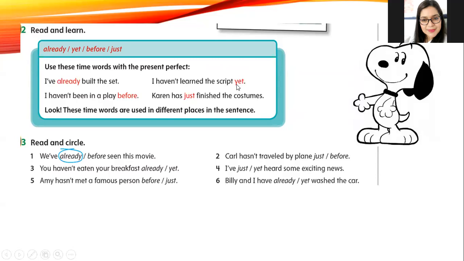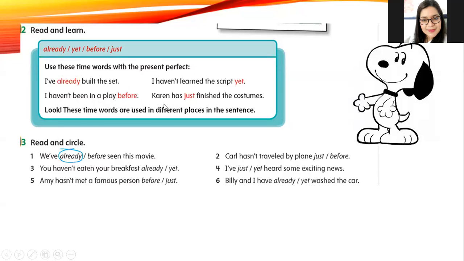Okay, yet is for negative. I haven't been in a play before. And before always goes at the end of the sentence. Or I haven't met a famous person before. Okay, I haven't ridden a motorcycle before. Okay, something that you haven't done before.